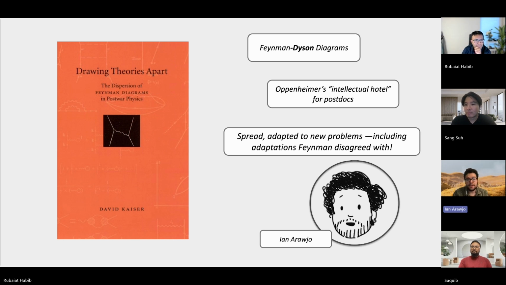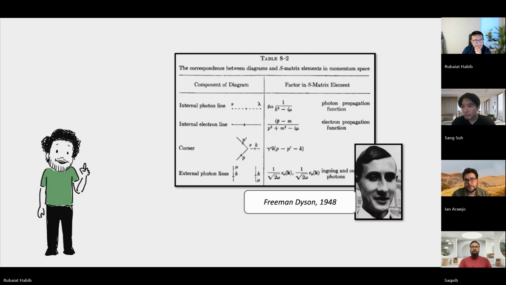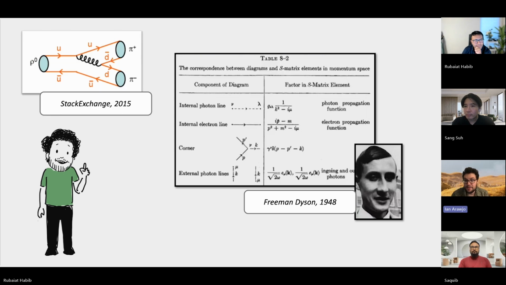And physicists adapted Feynman diagrams in new situations and had to maybe break some of the original rules that Feynman had set out. So if it wasn't for Dyson, we might not be talking about Feynman diagrams today. And indeed, today, Feynman diagrams continue to be used, but they've been adapted quite a bit.